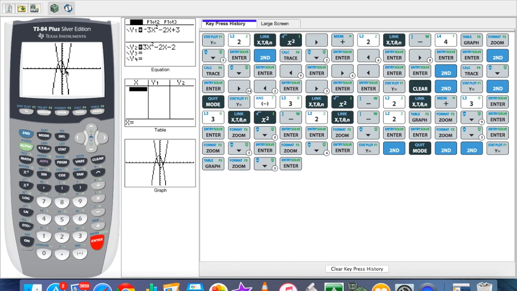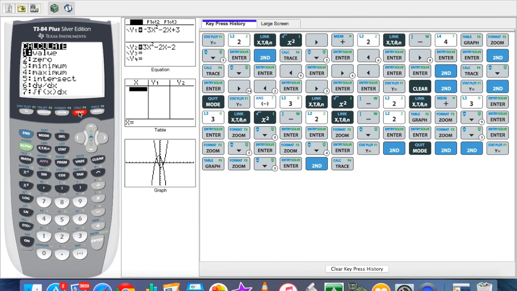And now what do we want to do? Well, we want to go into second trace. And what second trace is going to do is we can go into intersection. And we're going to have to do this twice since there's 2 points of intersection. You press enter and you see what it says. It says the first curve.